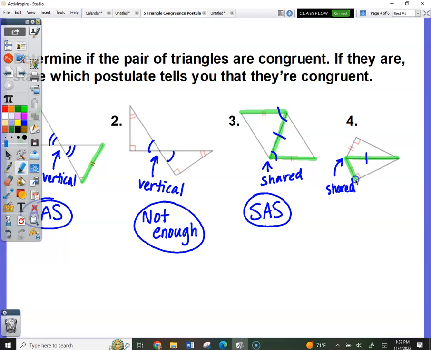What type of triangles do we have here? Right. We have a right triangle, so that means you could check to see if you have hypotenuse leg. Find the right angles, draw an arrow to the hypotenuse. Do you know that they are congruent? Yes, you do. Look, there's the hypotenuse here, and then there it is. So yes, it's hypotenuse leg.